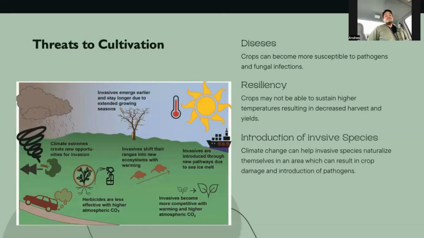All right, so climate change will have several threats to cultivation. One of them is diseases. Changing weather patterns can cause crops to become stressed, which can make them more susceptible to diseases, particularly pathogen and fungal infections, which will also decrease their resiliency. There are different crops that might be more resilient to climate change, but others might have a more difficult time adapting.